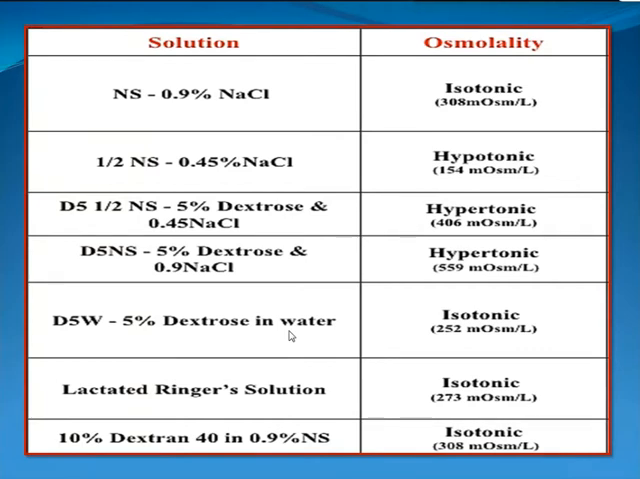While when we say hypertonic fluid, these are examples: dextrose 5% and half normal saline, and dextrose 5% and full normal saline. Its osmolality is higher, more than 375. That's why we regard it as hypertonic. Remember, this is a combination of two isotonic fluids, or one isotonic with one hypotonic, making it hypertonic. Half normal saline alone is hypotonic, and dextrose 5% alone is isotonic. But when we combine them together, the result will be a hypertonic fluid.